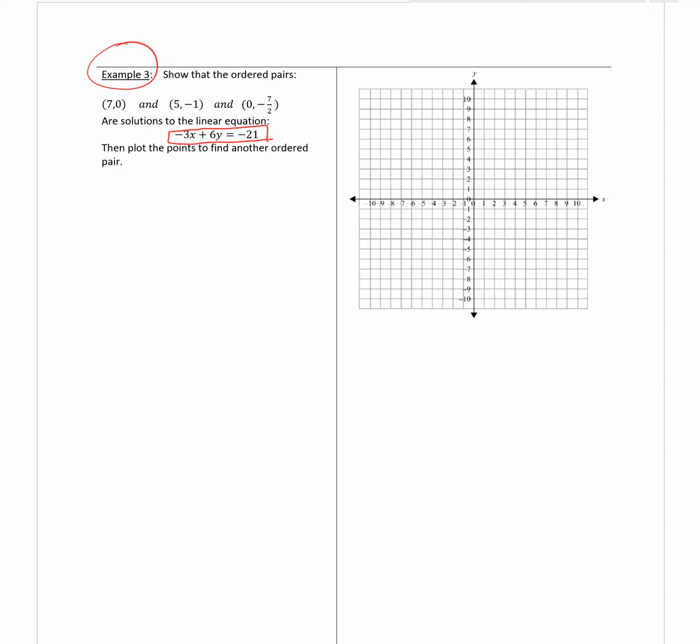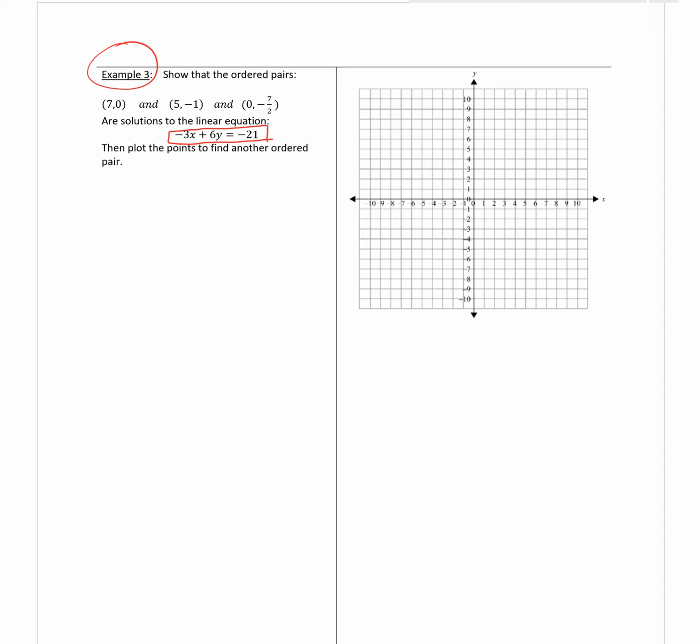So we're going to do the same thing we did earlier. Substitute those values in. Just make sure that it is a true statement, just to be sure that they're right. And then once we do that, we're going to plot those points and find another solution. It's good to know that if you know a couple solutions to an equation, you can find another one by plotting them. And we'll see how to do that.